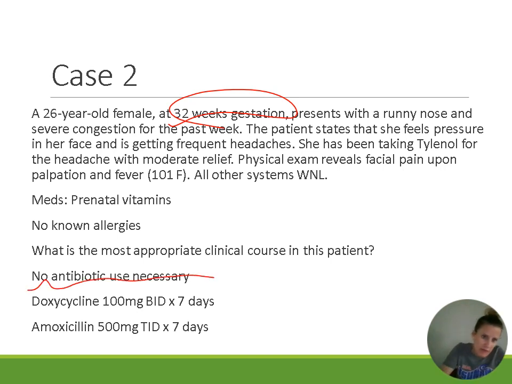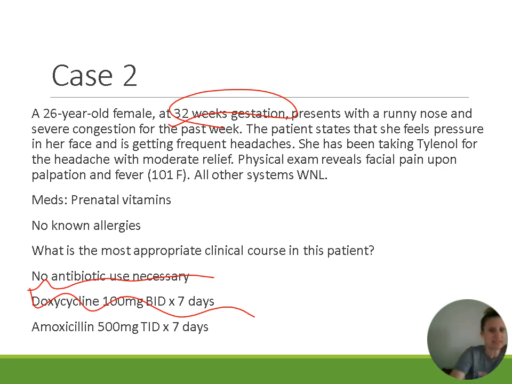Doxycycline 100 milligrams twice a day for 7 days. That would be okay in a patient who was not pregnant, who was over 8, and who had an allergy to penicillins. But this patient does not check off any of those boxes. So no, I am not going to give this pregnant patient doxycycline. Remember, doxycycline causes problems in the baby. The baby can be born and there can be issues with bones and teeth.